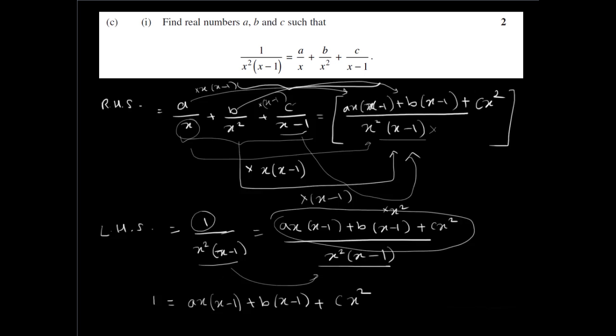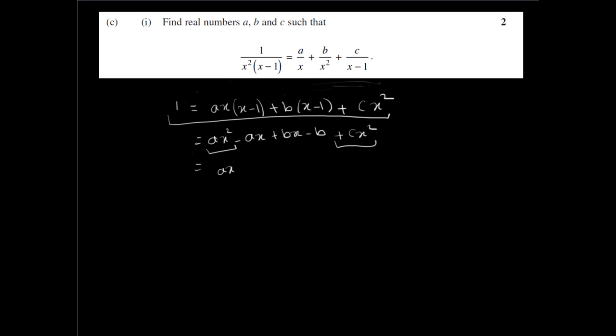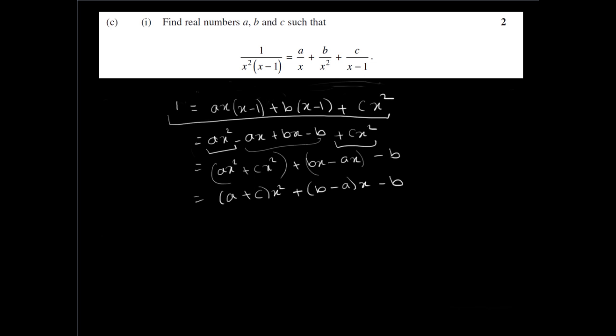Okay, so I'm going to clear the board. Alright, so I've cleared the board and I've moved this equation upwards, so I have more room. If I were to expand this, I would get ax squared minus ax plus bx minus b plus cx squared. I'm going to group the x squareds together, so ax squared plus cx squared, and the x's together, bx minus ax, and then minus b. If I take x squared out, I get (a plus c)x squared plus (b minus a)x, minus b.